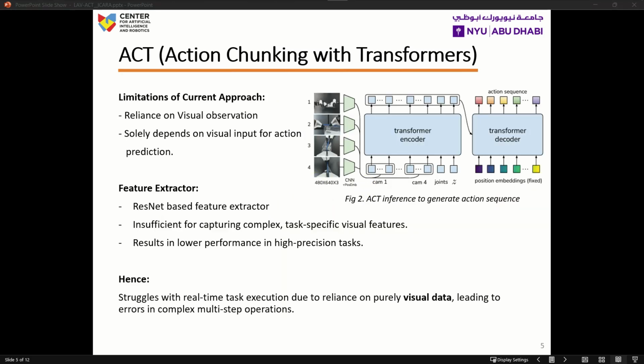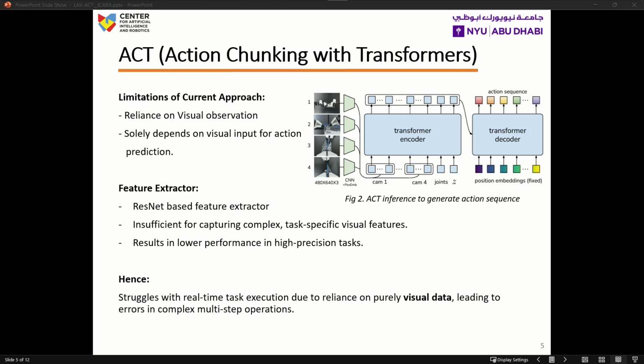But there is a limitation within the ACT framework. One of the primary drawbacks of ACT is its reliance on visual observation, and the model depends on visual input only to predict actions without incorporating any additional contextual information, such as language or semantic cues. This can be problematic as visual input alone could be ambiguous or incomplete.